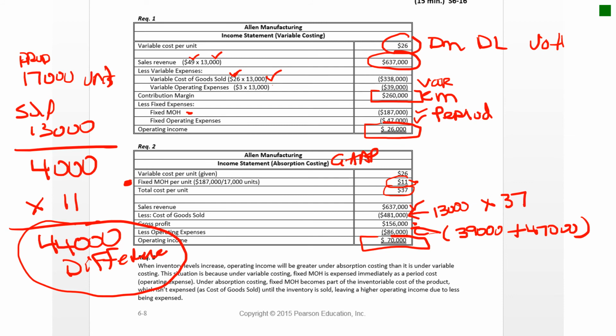That's why you have the difference: under GAAP, you only expense product when you sell it. Because we didn't sell everything, you're going to have some deferral. So in this case, the difference is your inventory number times the fixed overhead per unit. That will always be your difference in net income. And in future periods, these differences would offset eventually once you sold all of your inventory.